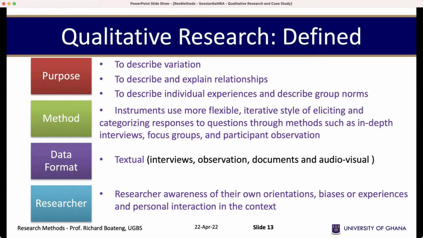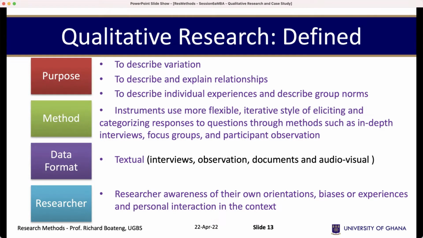Okay. So what qualitative researchers do is describe variations in a context or in a phenomenon. They like to explain the possible relationships between variables in a phenomenon. What are the possible relationships? And then to describe the individual experiences and sometimes the group norms that influence a phenomenon. Sometimes people have had individual experiences about a phenomenon, and you can describe them qualitatively. Now, because qualitative research is based on description, it's also text-based.